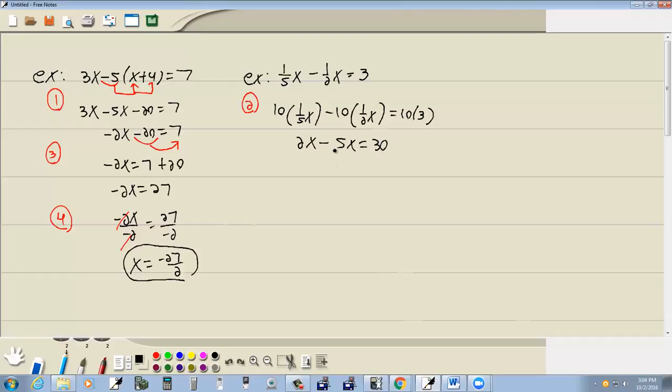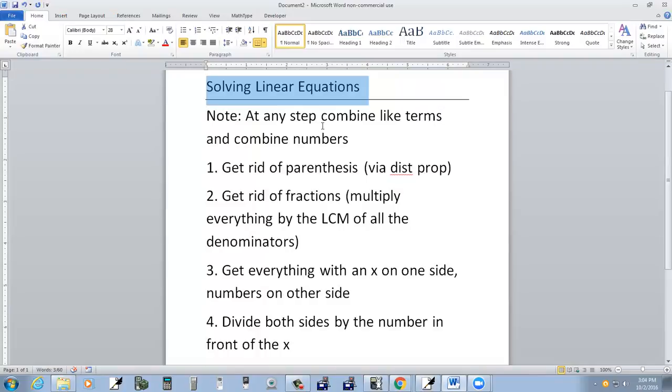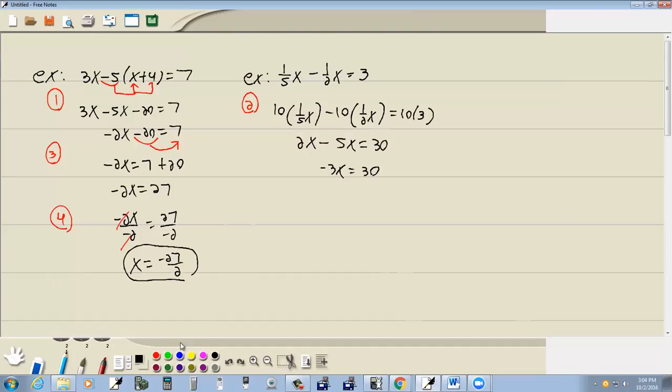Now, you always combine like terms, no matter where you are in math. 2x minus 5x is negative 3x. I've specifically put it here just to really emphasize it, though. Step 3, get everything with x on one side, numbers on the other side. That's done. Step 4, divide both sides by the number in front of your x. The number in front of x is a negative 3, so divide both sides by negative 3. 30 divided by negative 3 is negative 10, and that would be our answer.